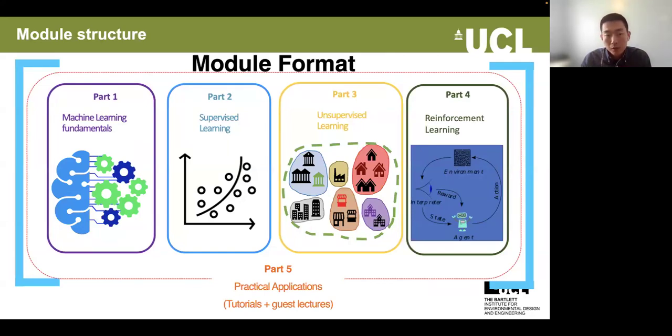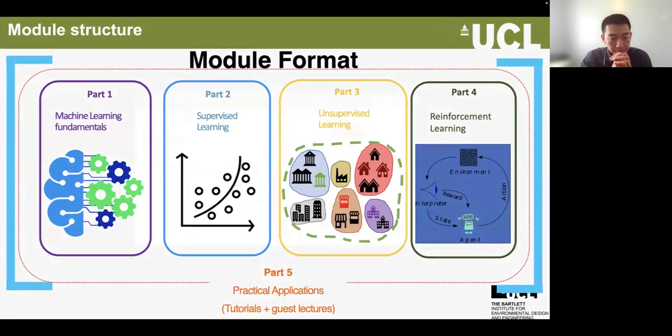Throughout the module, we will also invite guest lecturers to introduce some cutting-edge research works. I think this could be very helpful for you to link the in-class knowledge and skills with cutting-edge research work, to give you more idea of what the current challenges and questions are that we are facing in the domain of machine learning and smart buildings. So next slide, please.